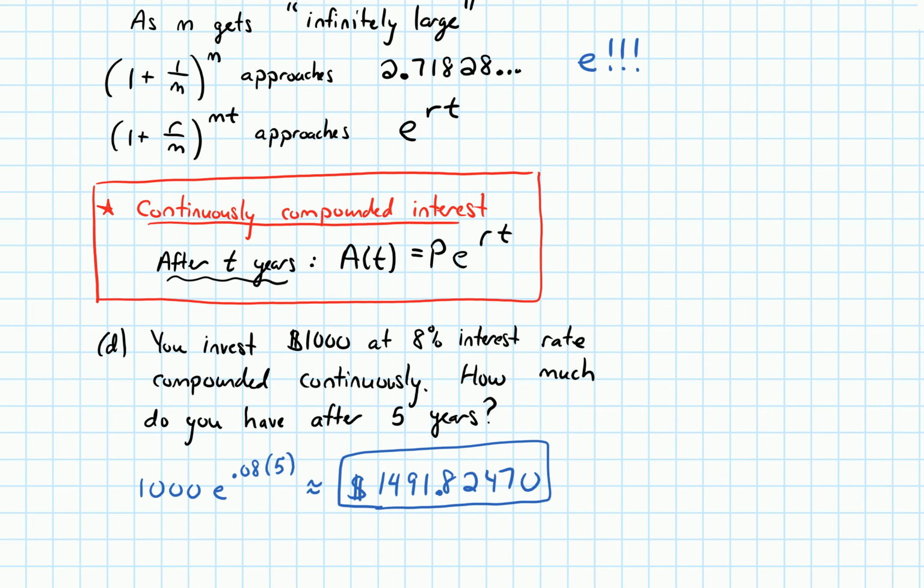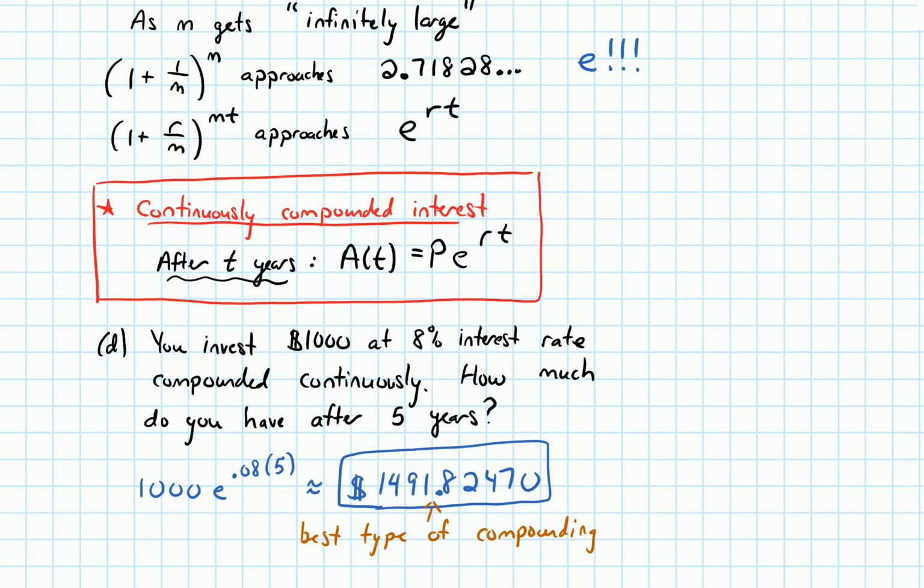And this is kind of the best that we can do in some sense. This is the best type of compounding. With this type of compounding, we're getting interest every single instant. So we can't really do better than this in terms of compound interest.